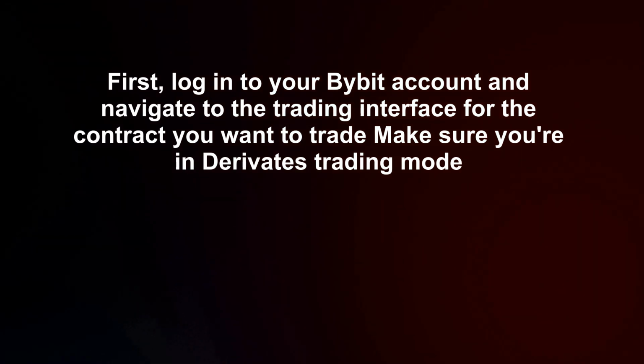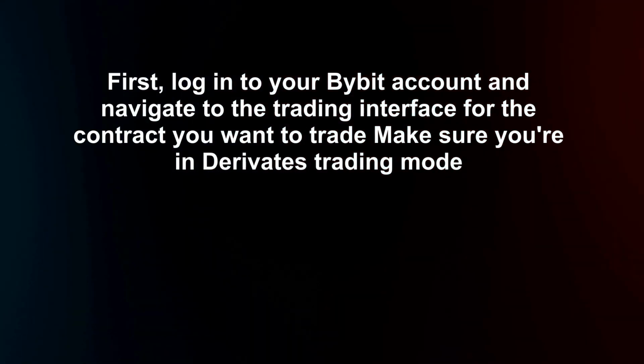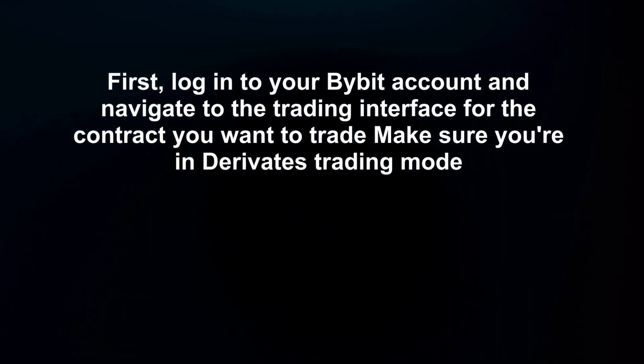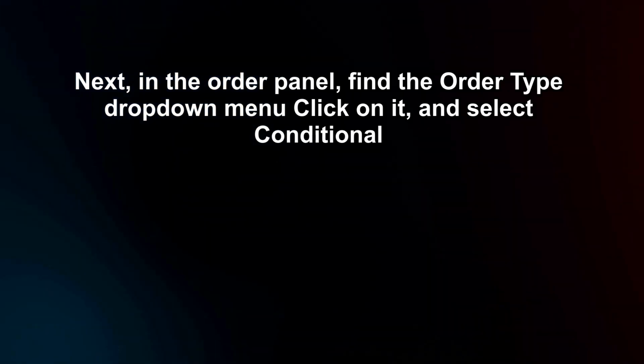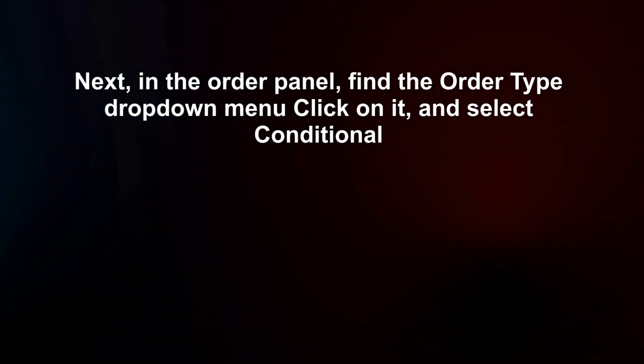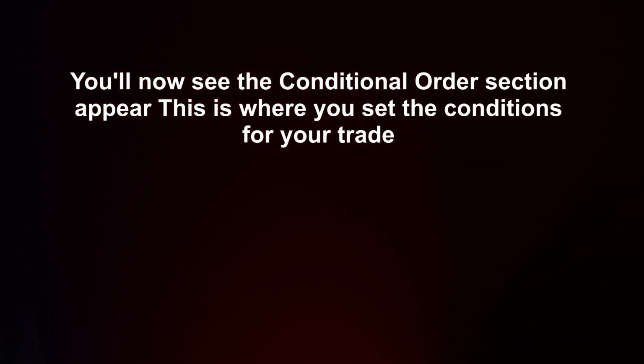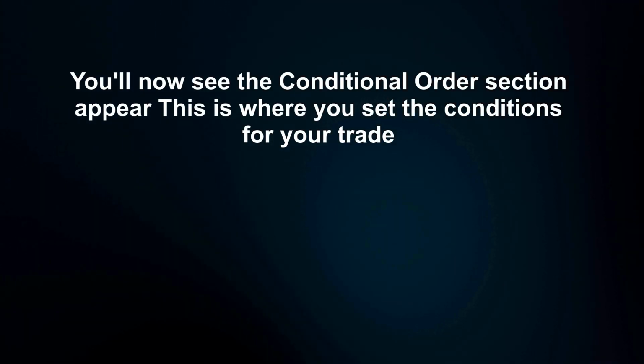First, log into your Bybit account and navigate to the trading interface for the contract you want to trade. Make sure you're in derivatives trading mode. Next, in the order panel, find the order type drop-down menu, click on it, and select conditional. You'll now see the conditional order section appear. This is where you set the conditions for your trade.